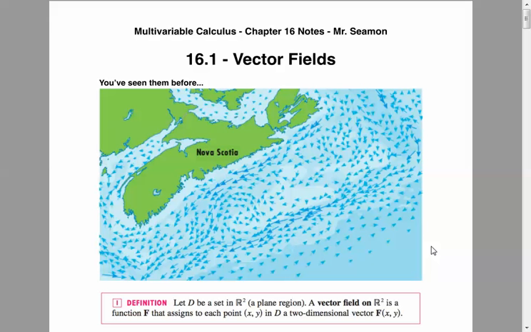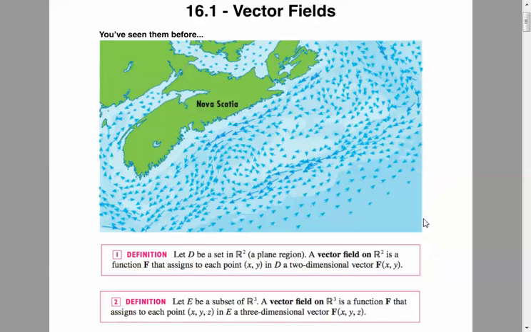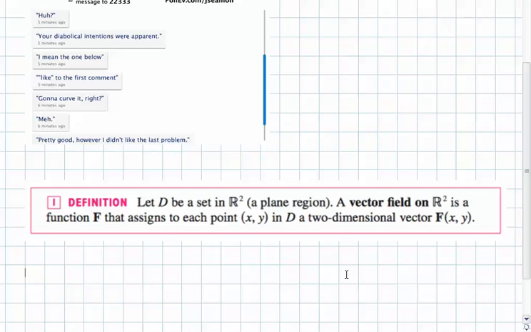So this is a model of current. So here's the important definition. Let D be a set in R2. So we're in 2 dimensions. We like 2 dimensions, right? A vector field on R2 is a function f that assigns each point (x, y) in D to a 2-dimensional vector f(x, y). You actually have seen these before.